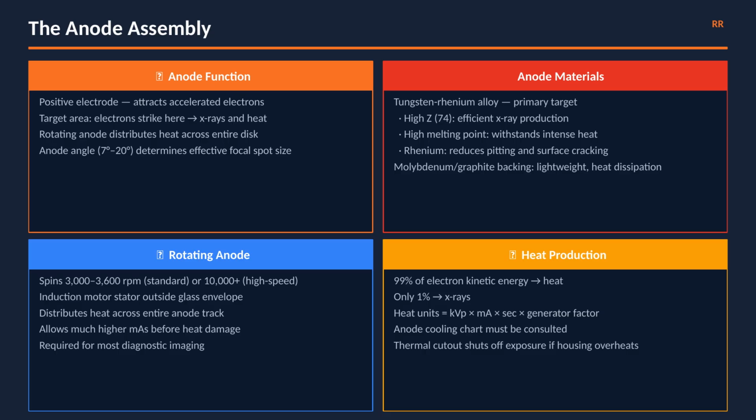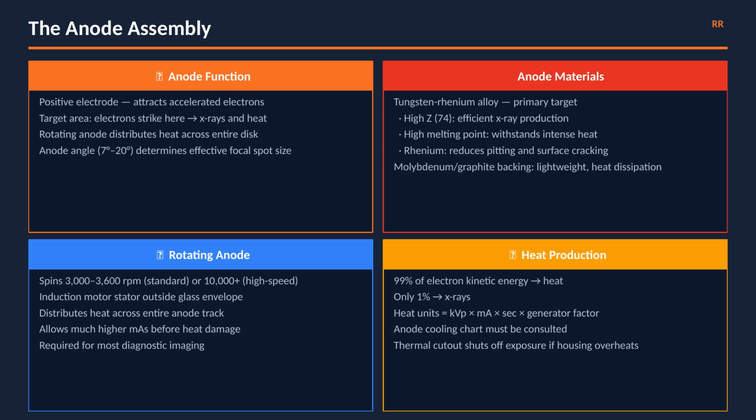The anode disc itself sits on a molybdenum stem with a graphite backing for heat dissipation. Rotation: the anode rotates at 3000 to 3600 rpm standard, or above 10,000 rpm at high speed. This rotation distributes heat across the entire anode track rather than concentrating it at one spot, which is what allows diagnostic tubes to handle the high mAs exposures needed for abdominal and fluoroscopy work.